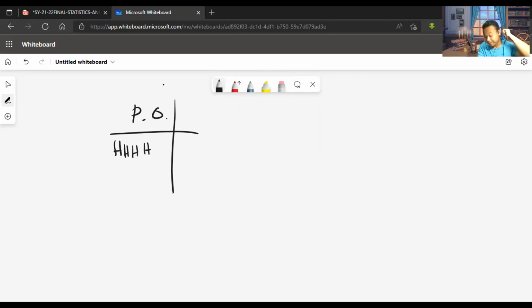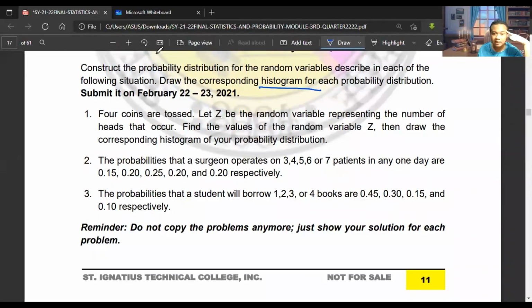So all of them here are heads, right? So how many are there? That's 4, right? So it's 4. And then next, that's the number of heads that occur, right? 4 heads. So find the values of the random variable z.